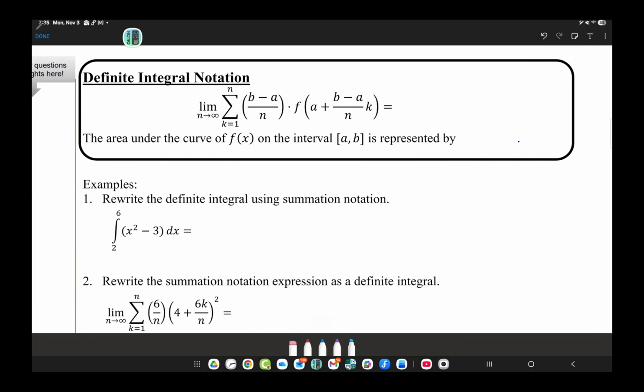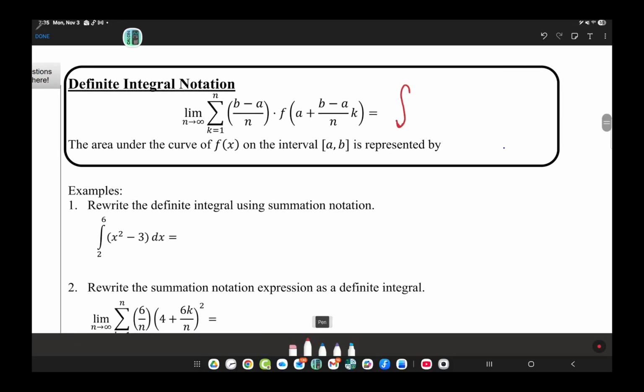So this is what primarily is going to be your homework: to do these conversions, to convert your summation notation to what's called a definite integral notation. If you have the integral from a to b of a function, we can write this using what's called integral notation. You have an integral.